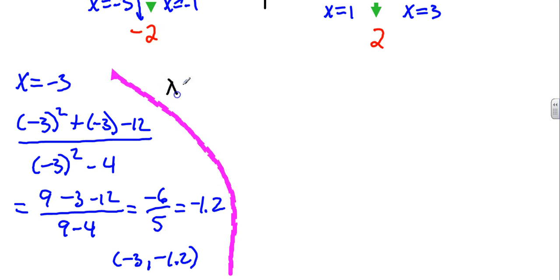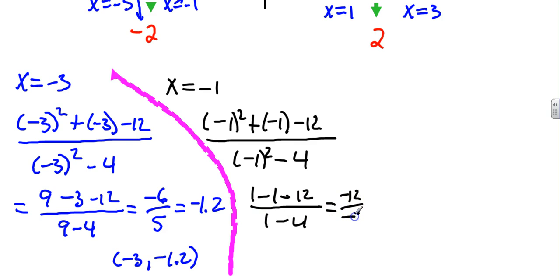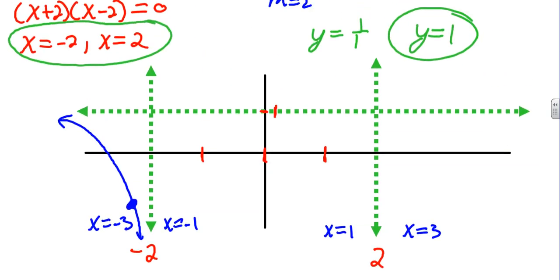Okay, and keep working. We're going to do the same thing for -1. So it's -1 squared plus -1 minus 12 divided by -1 squared minus 4. So that's 1 minus 1, which will just cancel. This is 1 minus 4. So that's -12 over -3, which is 4. So we plugged in -1, we got 4 for an answer. So that one's going up top. That's somewhere way up here. So we know that graph is going to come in and do something like that.